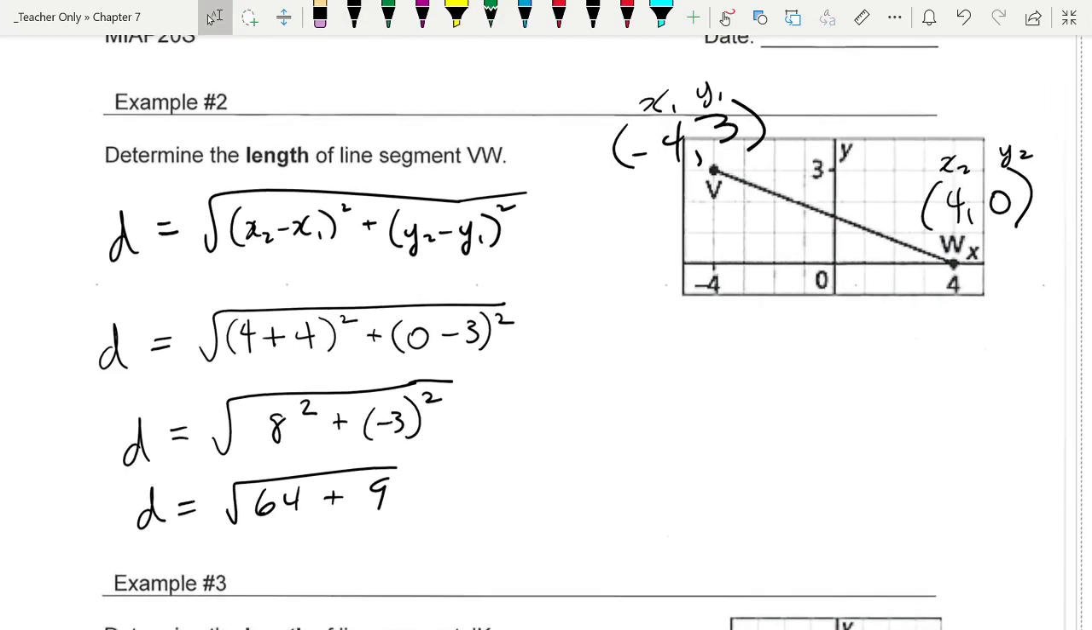Meanwhile, 64 plus 9 is 73. Is 73 a perfect square? No, so we're going to leave it alone. That's done. 73. That's the length. We could estimate it if you like. Let's see. 64 is 8. 81 is 9. Where are you between 64 and 81? You're a little bit closer to the 9, eh? A little bit closer to 81.